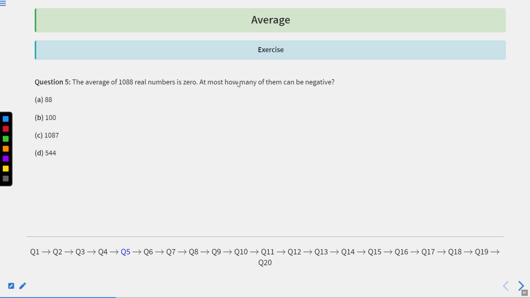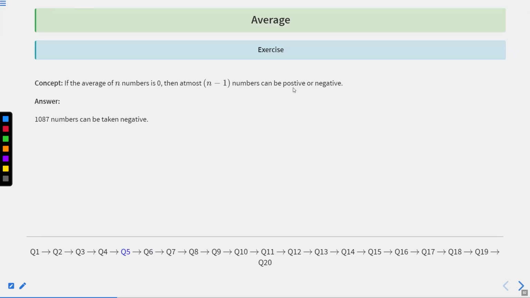The average of 1088 real numbers is 0. So, it is given that the average of 1088 real numbers is 0. At most, how many of them can be negative? So, we are interested in finding how many of them can be negative. If the average of n numbers is 0, then n minus 1 numbers can be positive or negative.